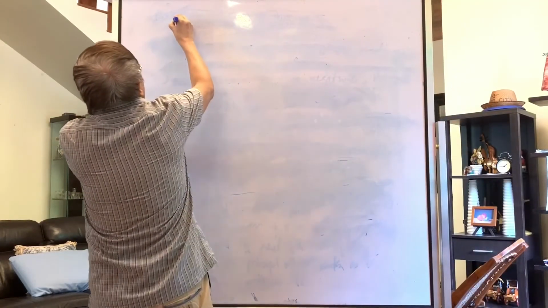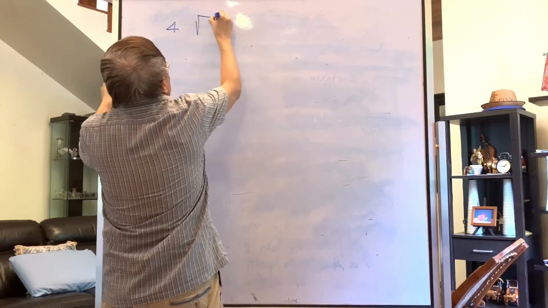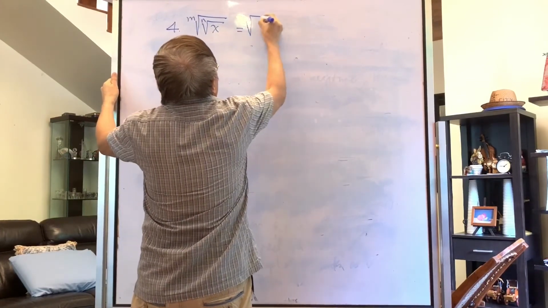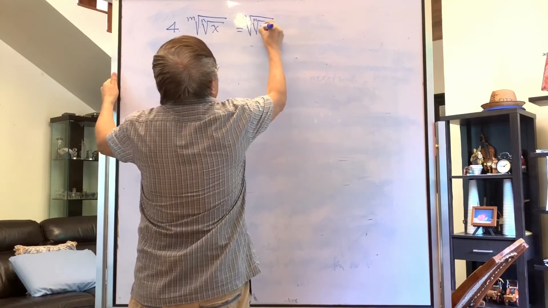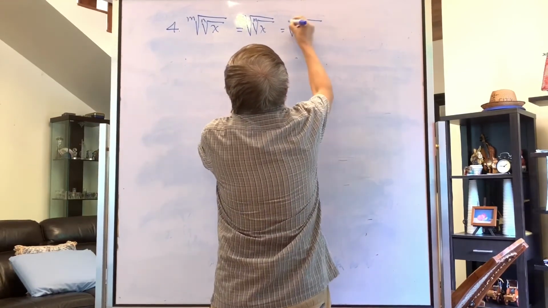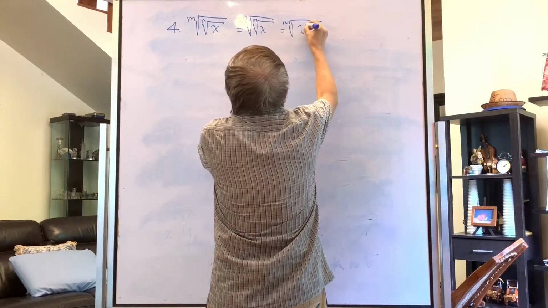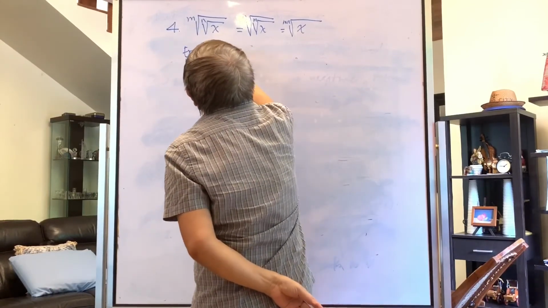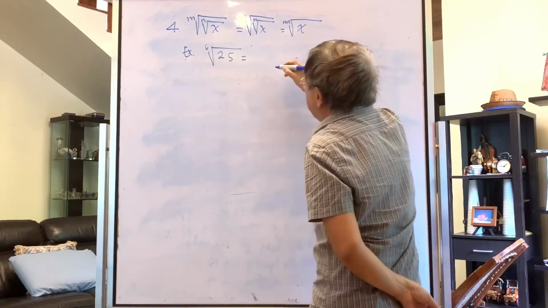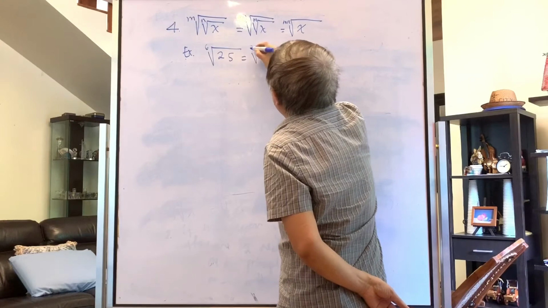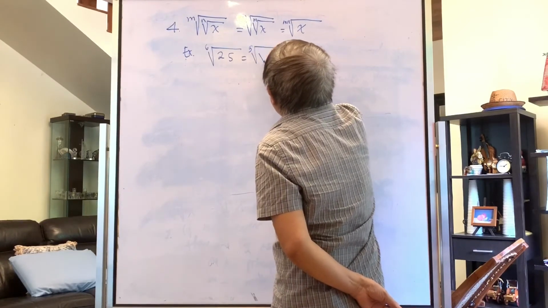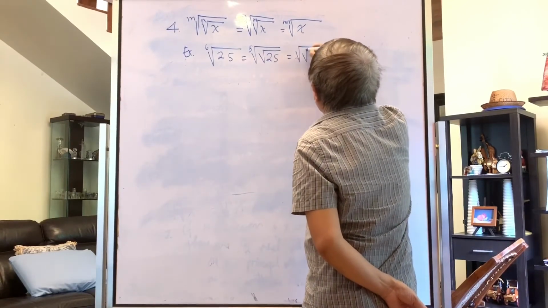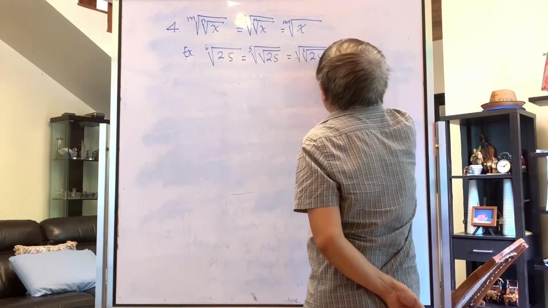The fourth law that we will consider is mth root of the nth root of x equals the mn-th root of x, the product of m and n, and then we have that radicand. Example, if we have 6th root of 25, we can rewrite this as either cube root of the square root of 25 or square root of the cube root of 25.